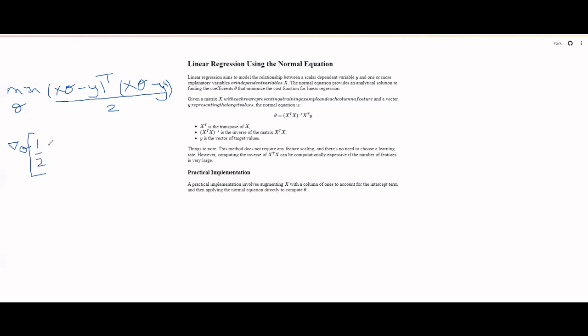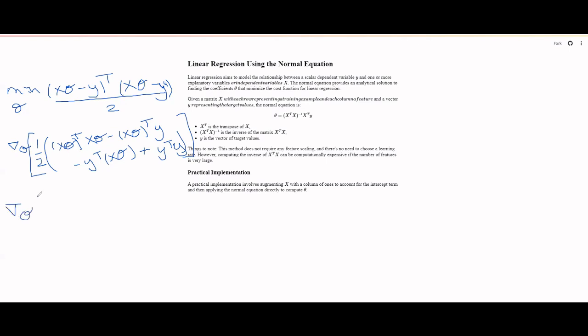So I'm going to put a 1/2 over here, and I'm going to expand this whole expression right here. So we're going to have (x theta) transpose times x theta that comes from here. Then we're going to have (x theta) transpose y. Then we're going to have minus y transpose x theta. And then we're going to have minus times minus gives plus y transpose y. And all of that is what we have to derive. That's going to be our function.